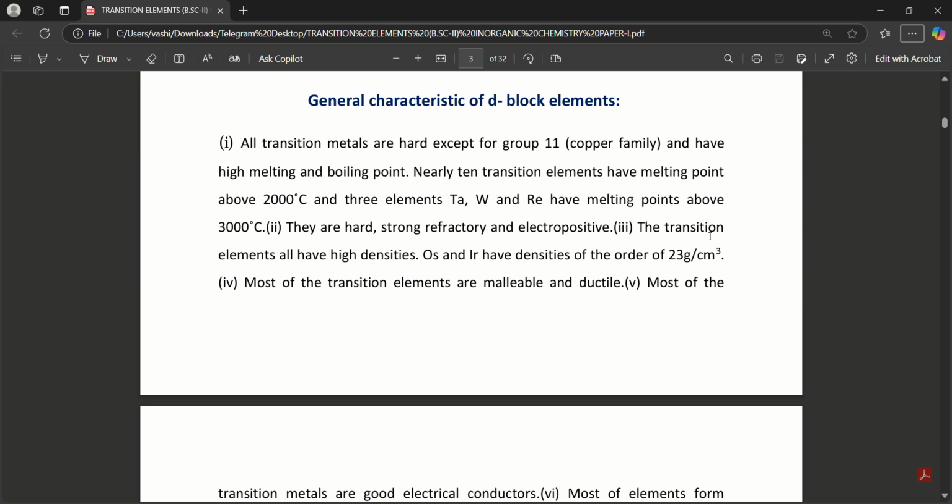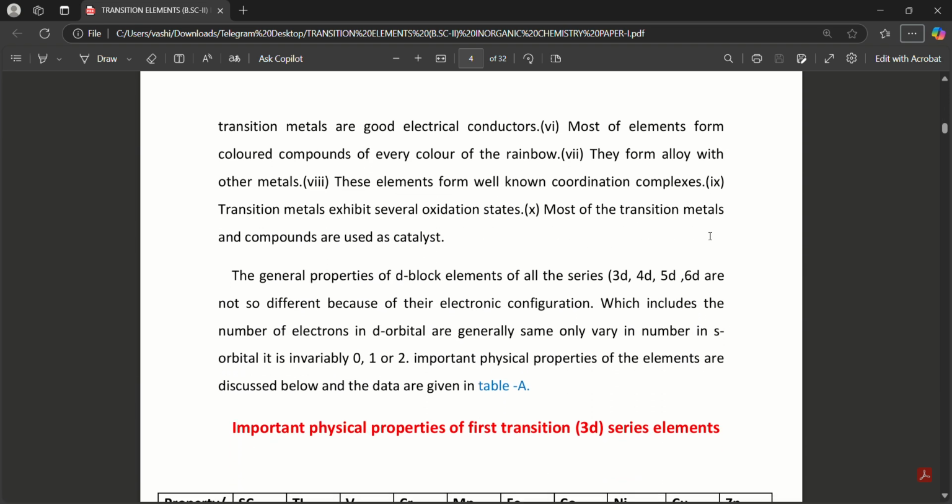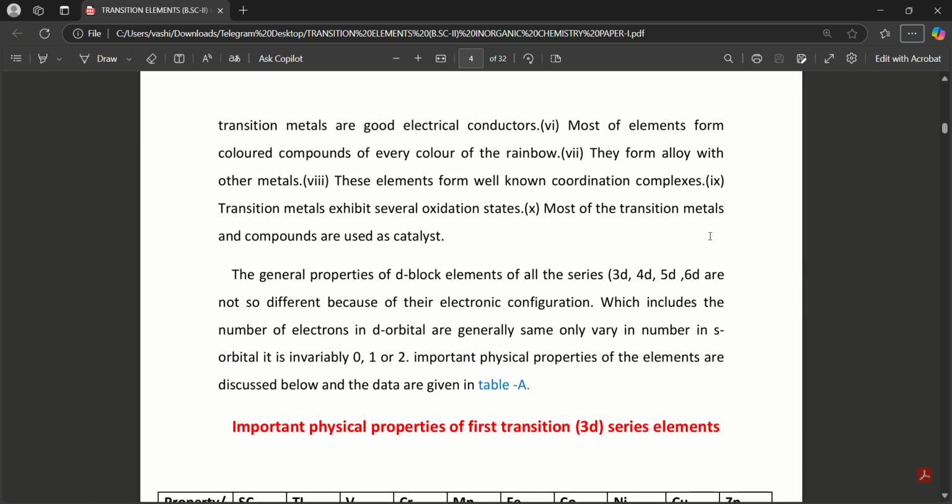Most of the transition elements are malleable and ductile. Most of the transition metals are good electrical conductors. Most of the elements form colored compounds of every color of the rainbow. They form alloys with other metals. These elements form well-known coordination complexes. Transition metals exhibit several oxidation states. Most of the transition metals and their compounds are used as catalysts.